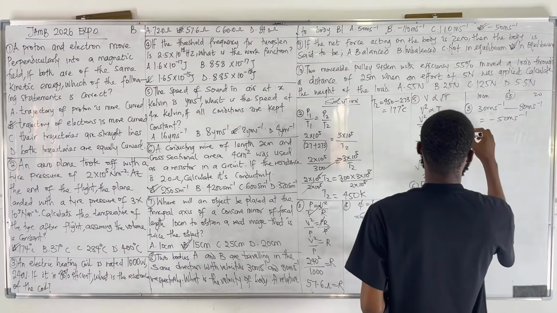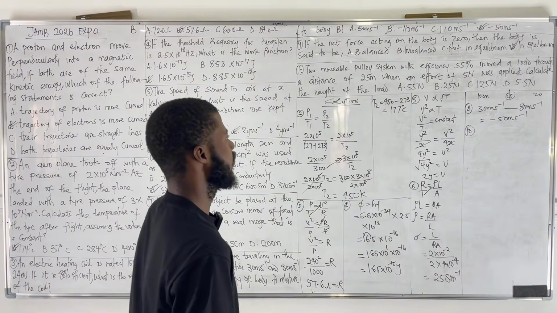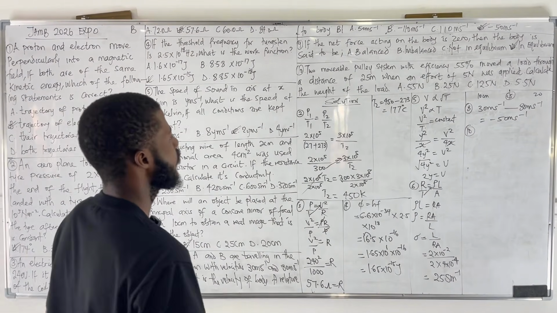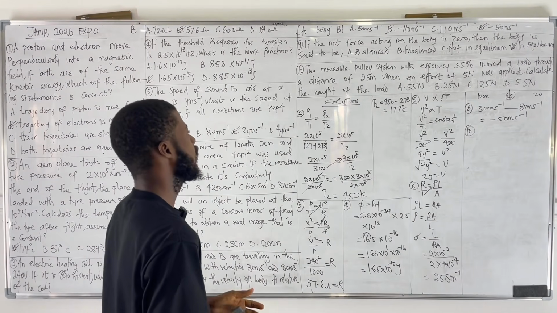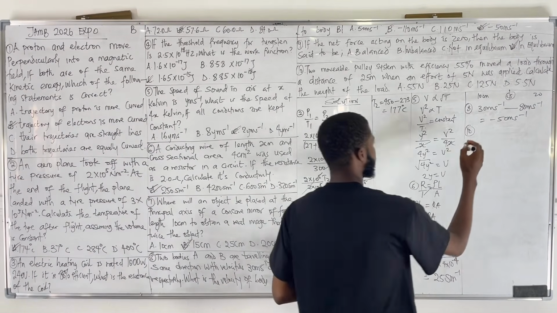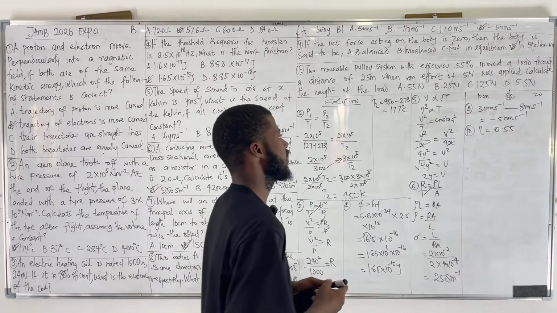8, I've done 9. So this will be 10. Two movable pulley systems with efficiency 55% move the load through a distance of 25 meters when an effort of 5 Newton was applied. But to calculate the weight of the load, to start with, I like writing my efficiency as 0.55 because that's what 55% means.